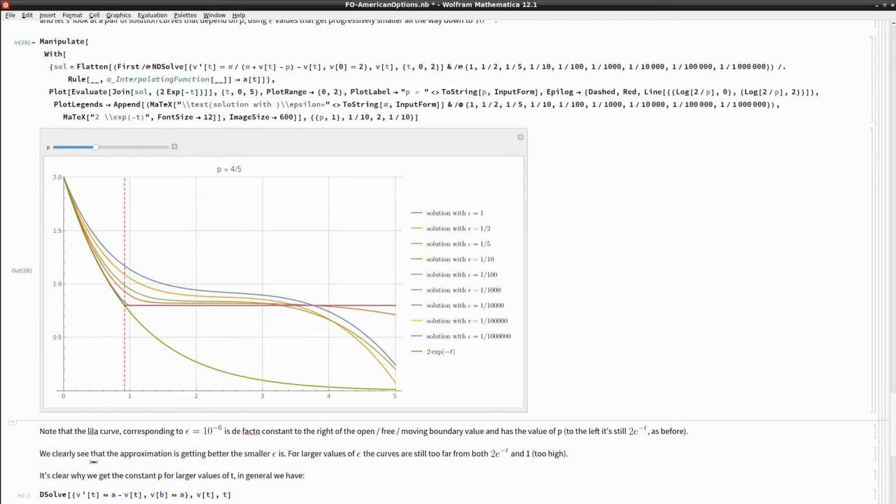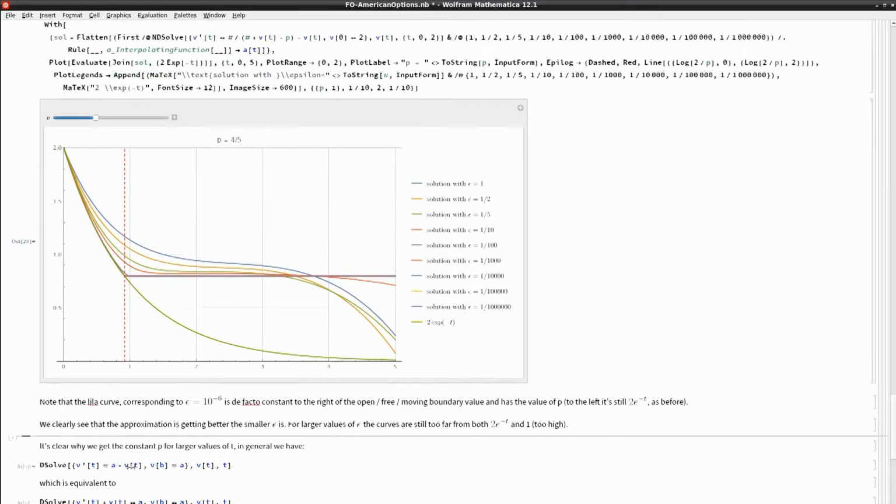Okay, so note that the lilac curve corresponding to epsilon equals 1 over a million is de facto constant to the right of the free boundary, and it has the value of p. To the right, that is, right? To the left, it's still 2 times e to the minus t as we had before. It was the green curve to the left. So we clearly see that the approximation is getting better the smaller we make our epsilon. And for larger values of epsilon, the curves are still too far from both 2 times e to the minus t and p, the left side and the right side. So we are really not getting good results for large epsilon.